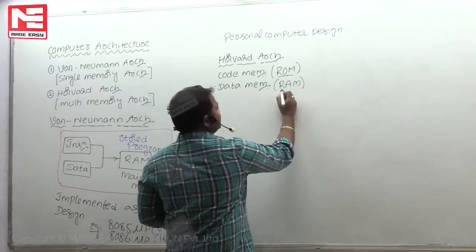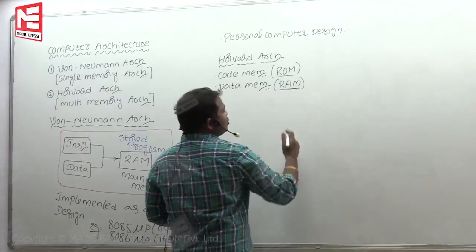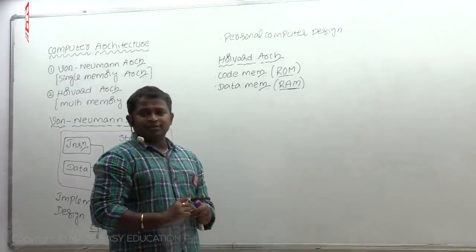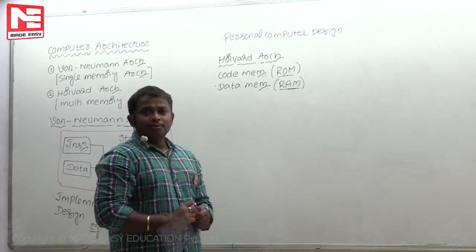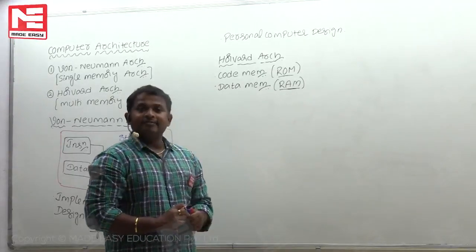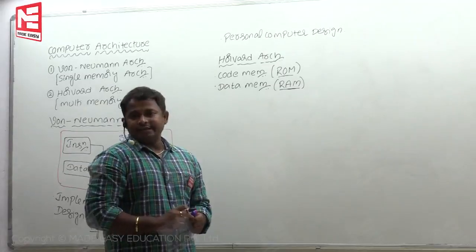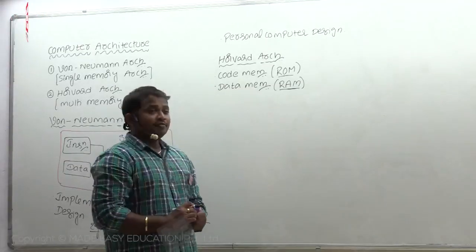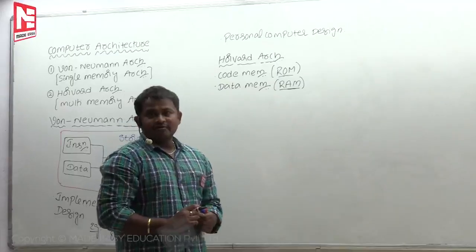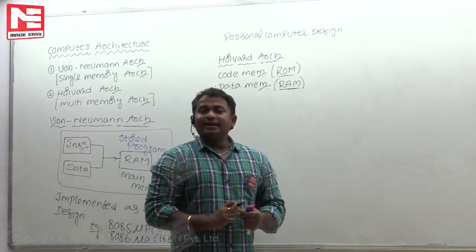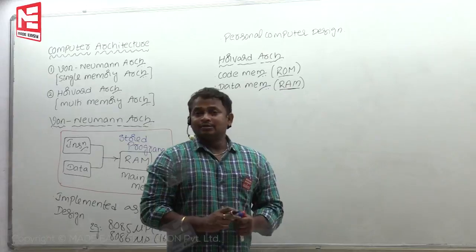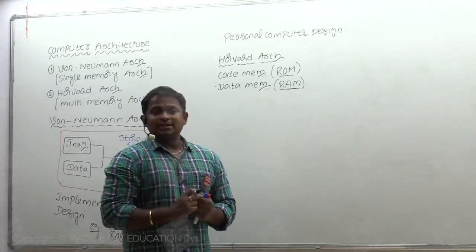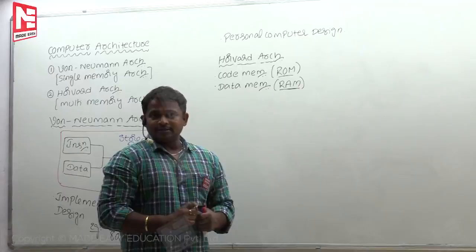Data is present in the RAM, therefore operational data may be changed. Operational data may be changed, but the program in the ROM is never changed. Clear now? So this is the Harvard architecture. Harvard architecture is used in intelligent systems designing. Example, embedded systems. All the embedded systems are examples of a Harvard machine.